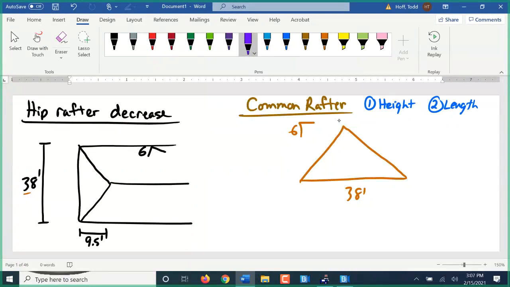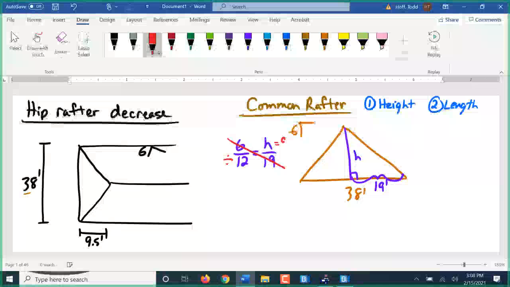So to find the height, that's right there, that's the height. And that comes down in the middle of that. How do I find the height here? 6/12 equals H over 19, good. The run is 19 feet, half the span. So if I cross multiply and divide there, 6 times 19 divided by 12, okay, the height is 9.5 feet.